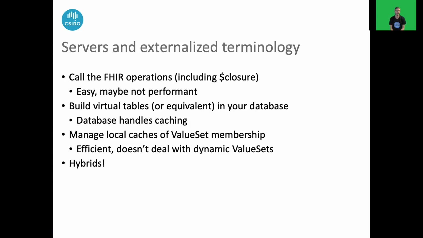Another possibility is to maintain local caches of value set membership. So each time you have a new code that's added into your data repository, you can check whether it's a member of the value sets that you're interested in. That's quite efficient, but it doesn't deal with dynamic value sets. So if you're expecting someone to come along with a new value set at any point, then you might find that it's inefficient at that point to check whether the code is a member of that new value set. And you can also build hybrids of these approaches as well, depending on which parts of the terminology operations you need to be performant for different sort of user interactions.